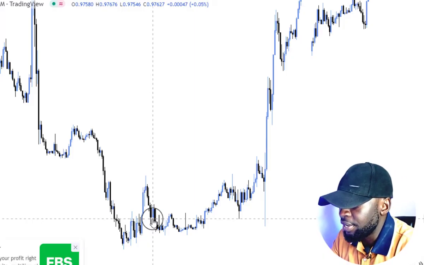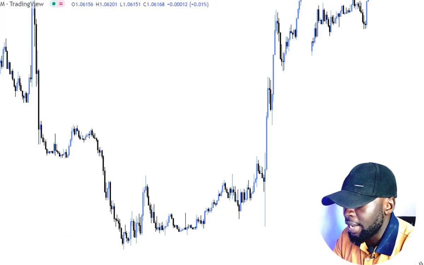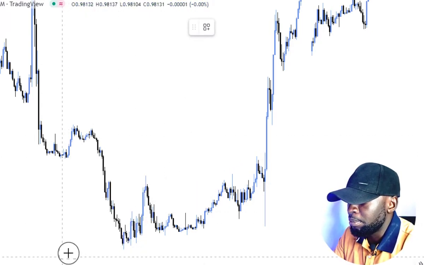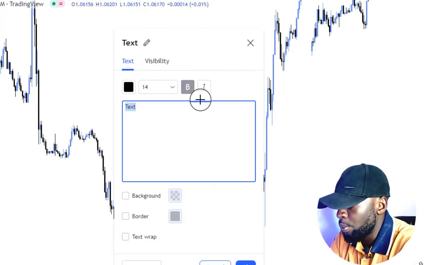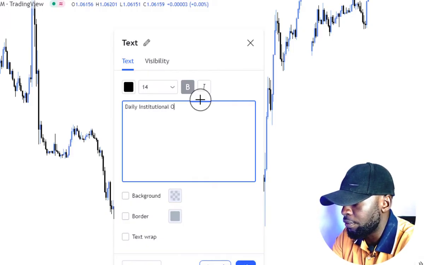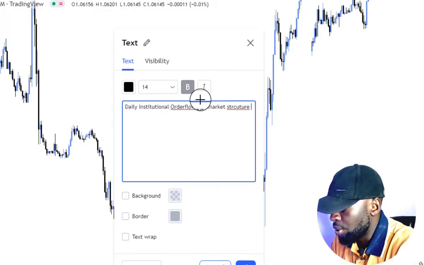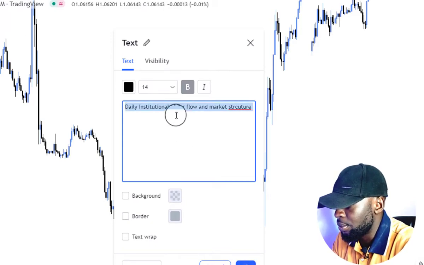So guys, what are the criteria for this strategy? Number one is you must know your directional bias from the higher time frames. Remember, because we are doing day trading, it's important we know directional bias from the daily time frame, because the higher time frames are the draw on liquidity. So we want to know what is the daily institutional order flow and market structure of the daily time frame, because that's where the draw on liquidity is going to be residing.